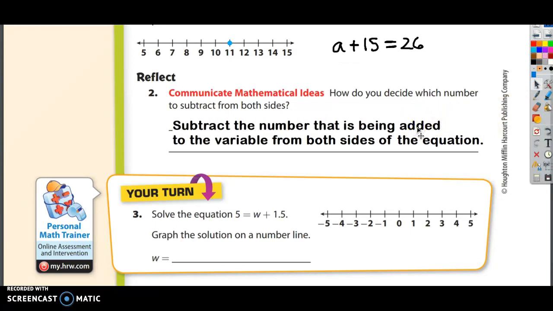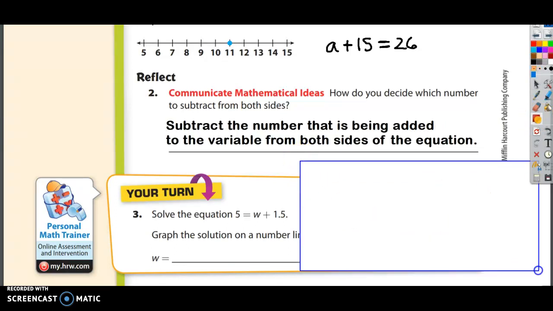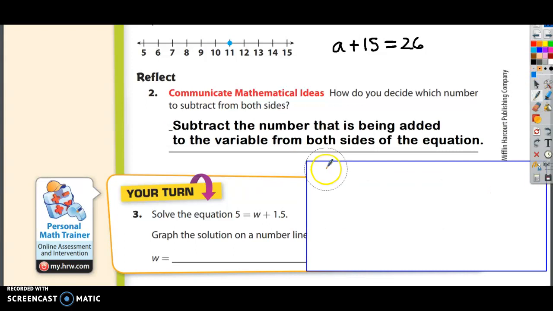Alright, so number 3, your turn. They give us a decimal. That doesn't make it too hard though. Number 3 says solve the equation 5 equals w plus 1.5 and then graph the solution on a number line. Of course they show us something and then try to make it complicated.